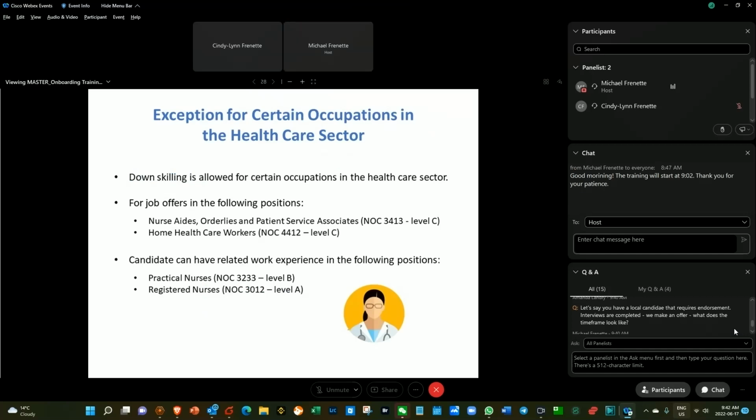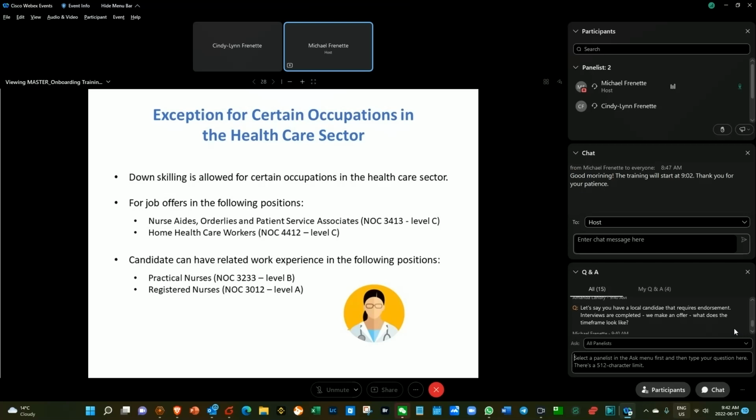So there's some exemption, that would be in the healthcare sector. As we mentioned previously, that job offer must be at the same skill level or higher as the qualifying work experience. The only situation where what we call downskilling, which means that someone who would have work experience in a NOC 0, as an example, could accept a position in a lower NOC, would be for the healthcare sector.